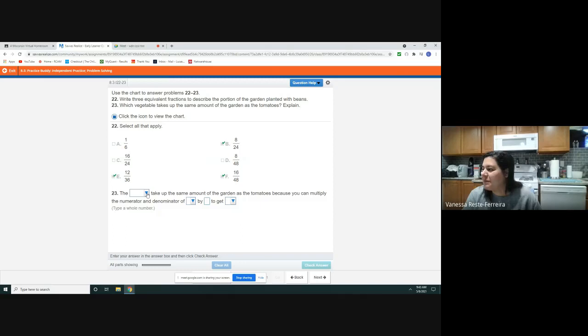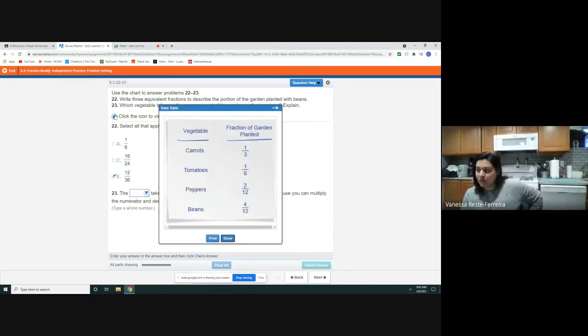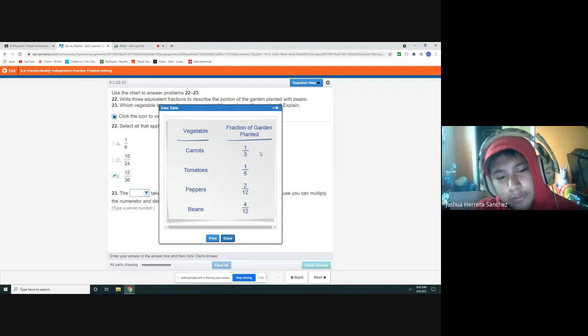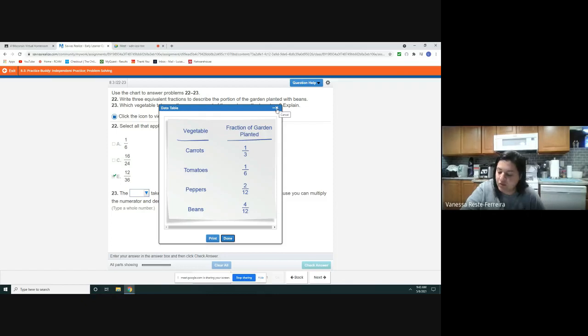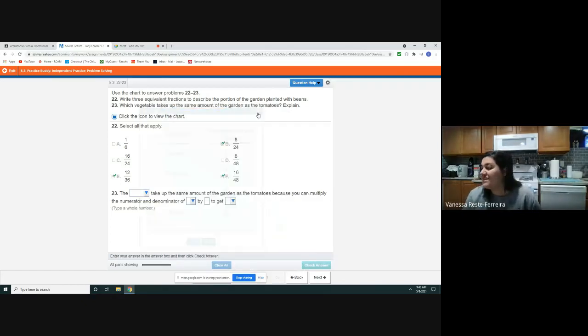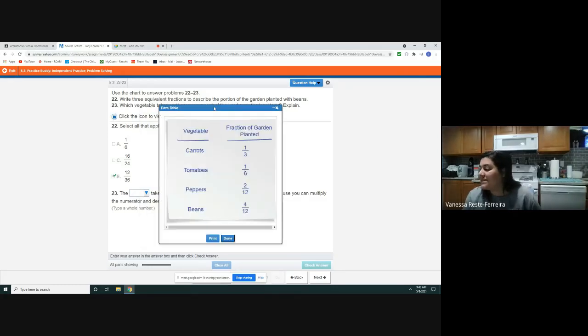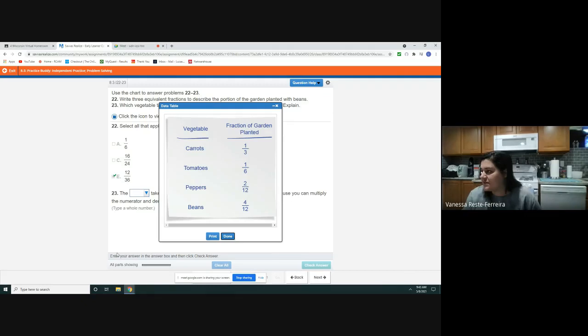Okay, now it says the blank takes up the same amount of space in the garden as the tomatoes. So let's open up that icon and see how much was the tomatoes, and let's see which one takes up the same amount of space. Tomatoes, 1/6. Very good. Which one, the carrots, peppers, or the beans, is going to take up the same? You need the icon. Open it back up.